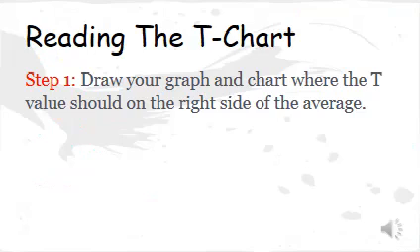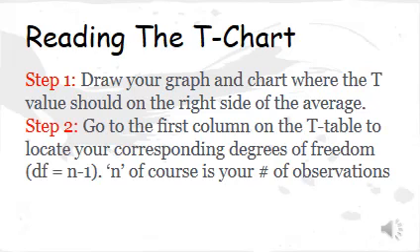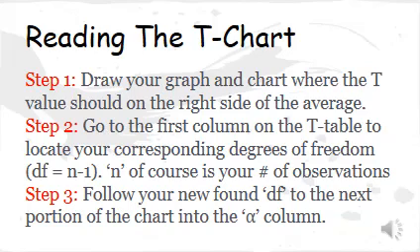When reading the t-chart, you begin the same way you read the z-chart. The first step is to draw your graph and chart where the t value should go, which is on the right side of the average. Second, go to the first column of the t-table and locate the corresponding degrees of freedom. Third step, follow your newfound degrees of freedom to the next portion of the chart in the alpha column.